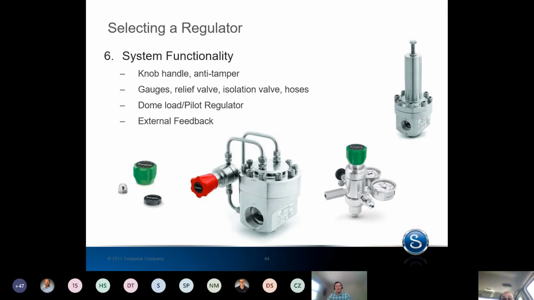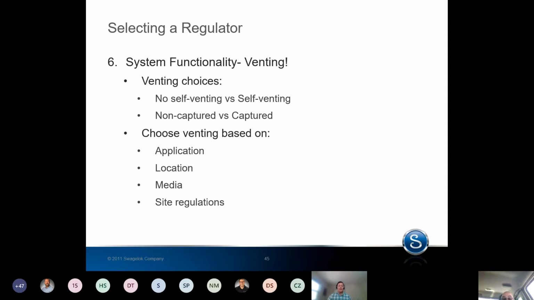So once we've figured out compatibility, now we've got to focus on functionality. And so the system functionality has everything to do with how the operator interacts with this regulator. And the biggest choice we have is venting. And there's really 2 choices for venting: self-venting, captured vent. And they're really driven by the media type, the application, any sort of safety regulations. And they're 2 separate choices. So I want to run through those before we wrap up here.